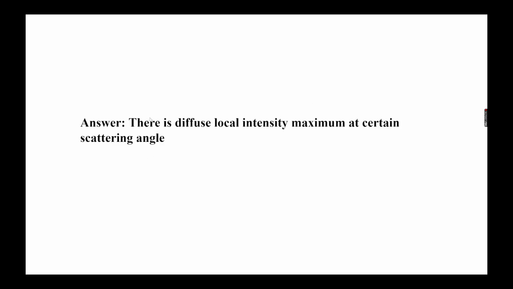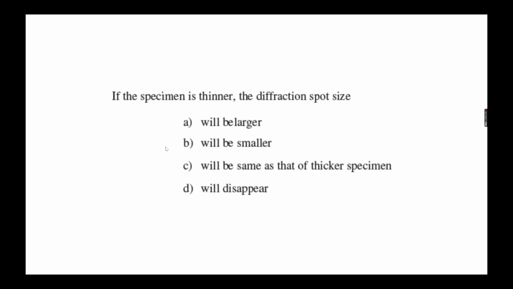Okay, so from the last slide I showed you that there is a diffuse local intensity, and the maximum is at a certain scattering angle. So this will be the right answer. As I discussed in the previous slide, I said that we would see the effect of the thickness of the material on the diffraction spot size.